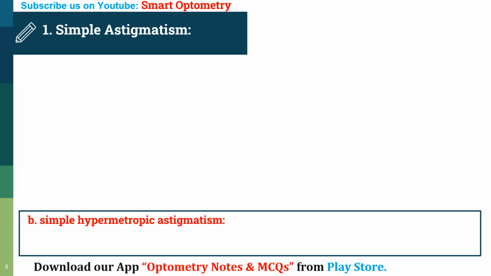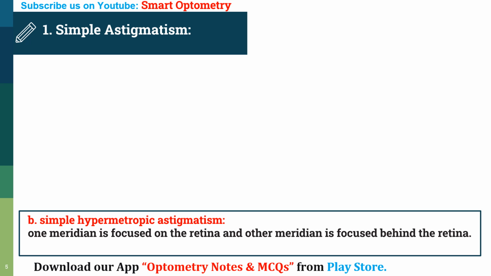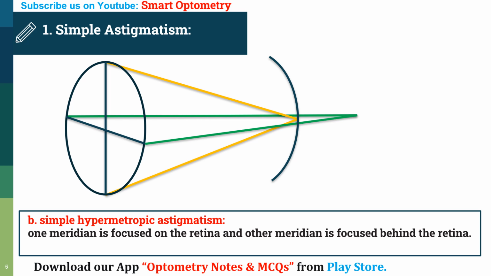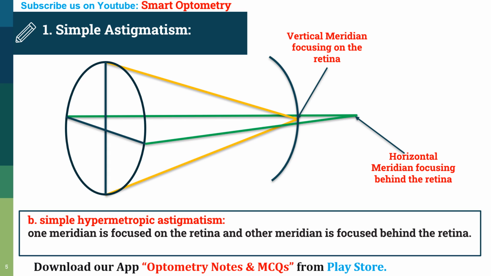Simple hypermetropic astigmatism. In simple hypermetropic astigmatism, one meridian is focused on the retina and the other meridian is focused behind the retina. Here in this figure you can see the vertical meridian is focusing on the retina and the horizontal meridian is focusing behind the retina. Example of simple hypermetropic astigmatism: plus 0.5 at 90 degree axis.